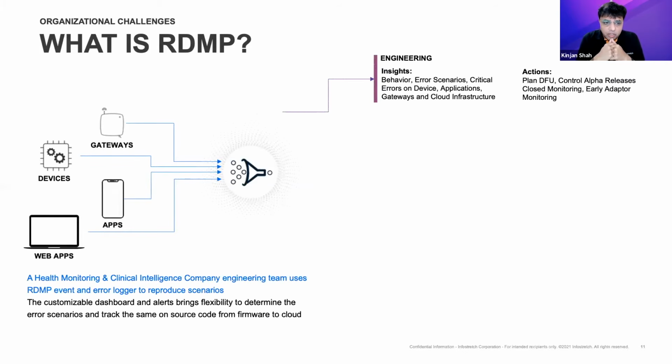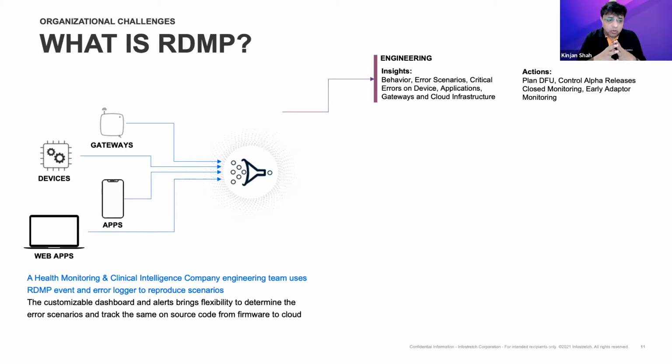So the first division that we are looking at is the engineering division, right? They have to understand the behaviors, the error scenarios, patterns, critical errors, why they are coming, what is the root cause of those errors. Today, engineers are looking at 50,000, 60,000, 100,000 line logs and trying to figure out, oh, this could be the error area, or this could be a problem area.